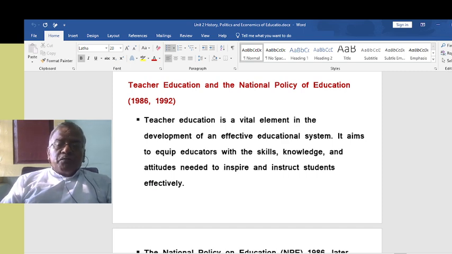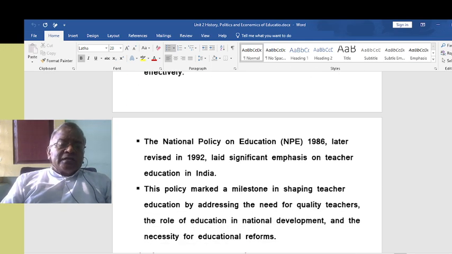Teacher Education and the National Policy on Education 1986-1992. Teacher education is a vital element in the development of an effective educational system. It aims to equip educators with the skills, knowledge and attitudes needed to inspire and instruct students effectively. The National Policy on Education (NPE) in 1986, later revised in 1992, laid significant emphasis on teacher education in India. This policy marked a milestone in shaping teacher education, by addressing the need for quality teachers and the role of education in national development and the necessity for educational reforms.